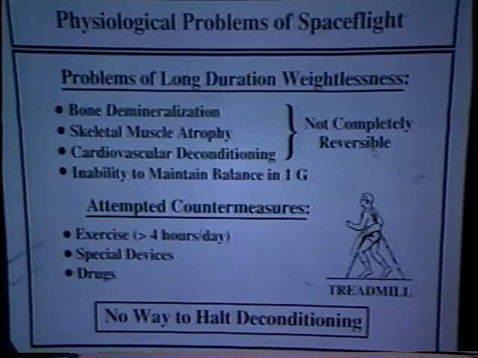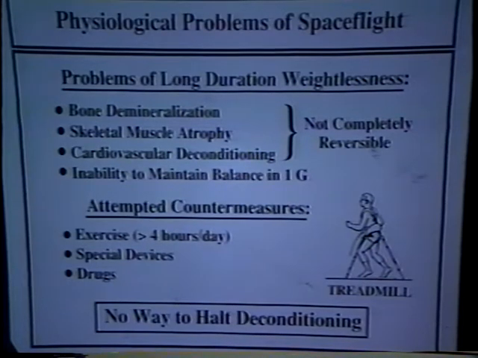An inability to maintain balance in 1G upon a return to Earth or the surface of another planet is also a serious problem. These problems are seen after a stay in weightlessness of 3 months or more, and they would pose a serious threat to any kind of a mission such as a mission to Mars, where there wouldn't be a ground crew waiting to receive the astronauts when they landed.